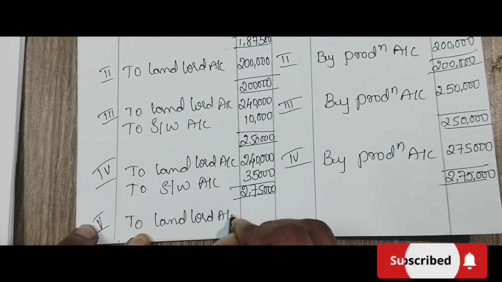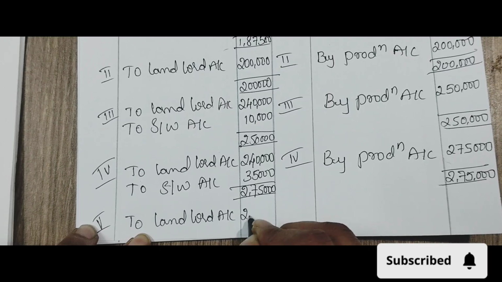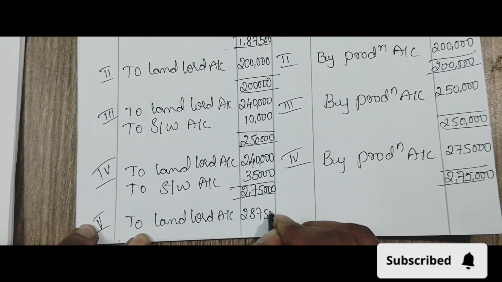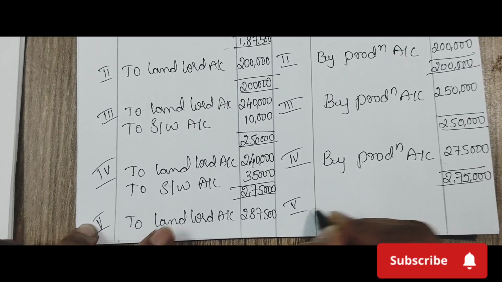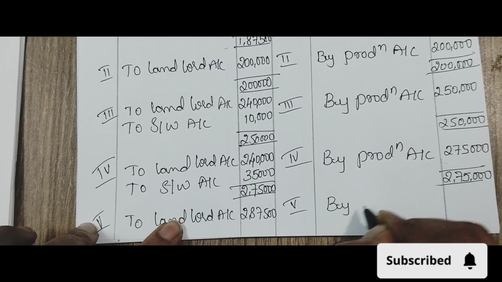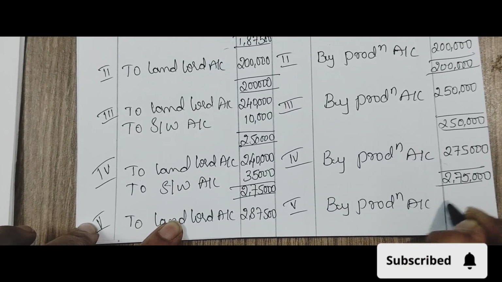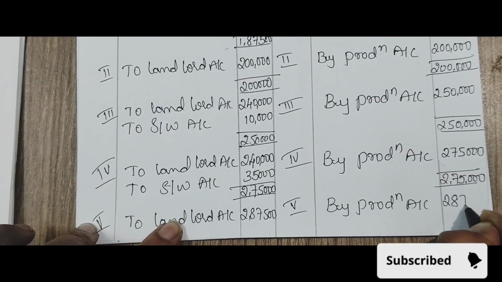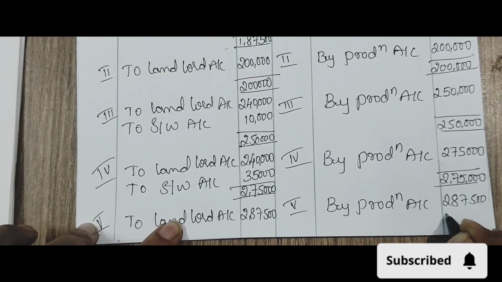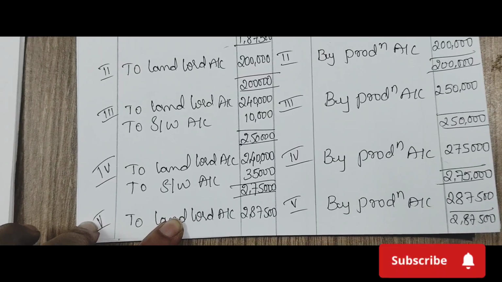Landlord account 2,87,500, by production account 2,87,500, total. Right?